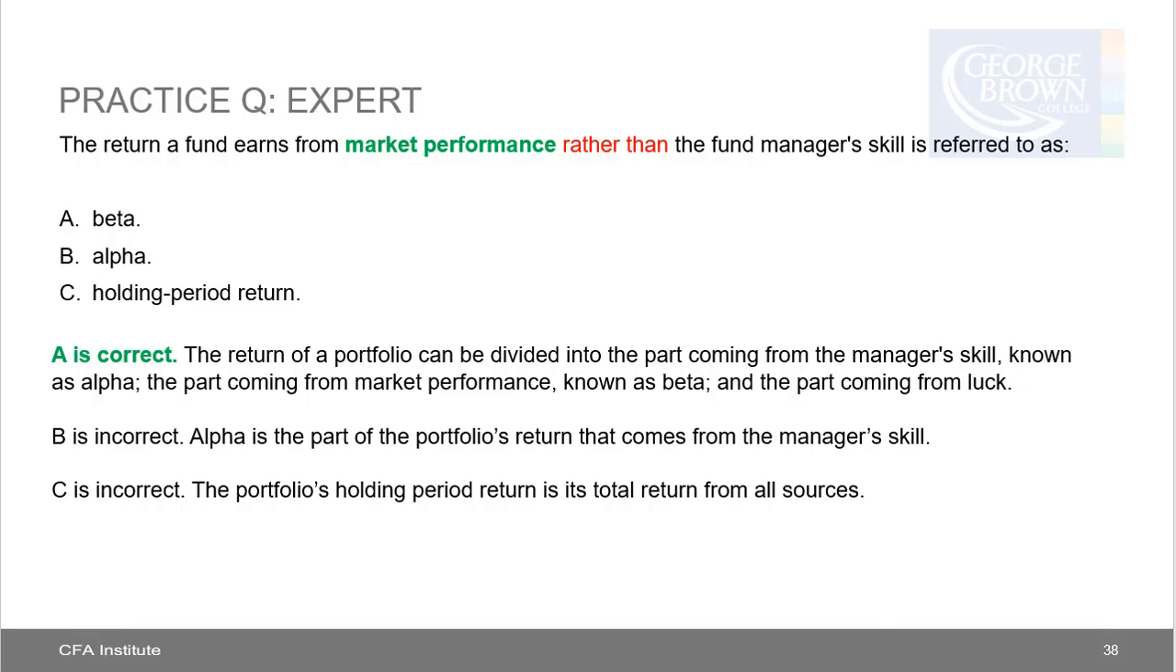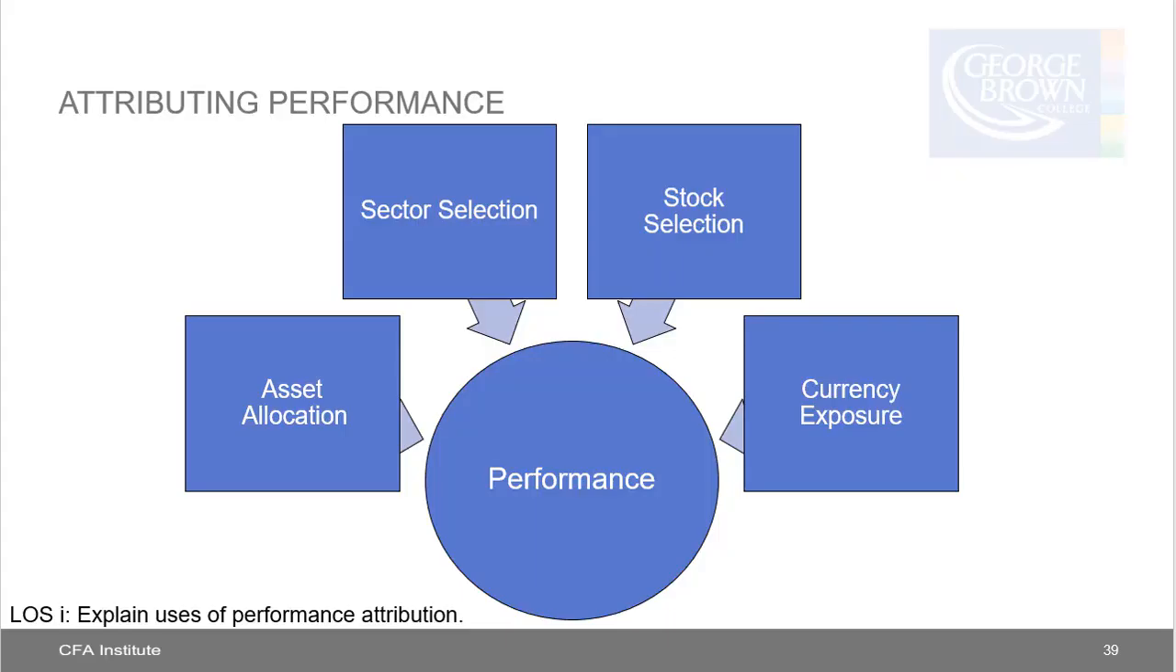So now we're down to the last learning outcome statement I, which is explain uses of performance attribution, okay? Attributing performance. So benchmarks form the basis of performance measurement, which is an important part of performance evaluation. By comparing the performance of a UK equity fund manager with the performance of an appropriate UK equity index, the fund manager's clients can get an idea of how well the fund manager is performing relative to the market in general, both in terms of average return and in terms of risk, by calculating the fund's tracking error or information ratio.